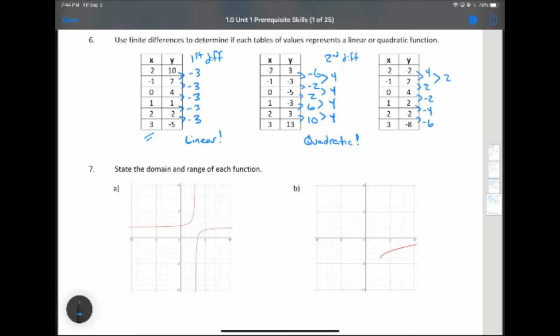Down 2. 2 to negative 2 goes down 4. Negative 2 to negative 4 is down 2. Negative 4 to negative 6 is down 2. So they almost all go down 2, except for this one screwed it up. And that means that this is neither. Maybe something else, but it's not that.